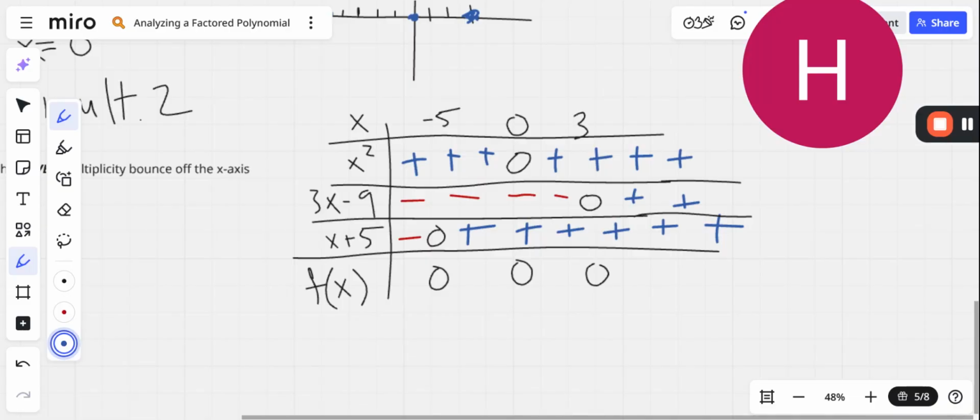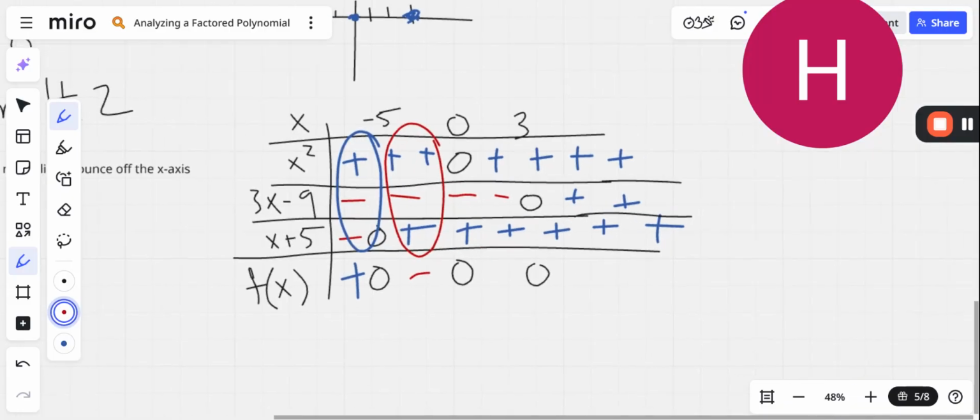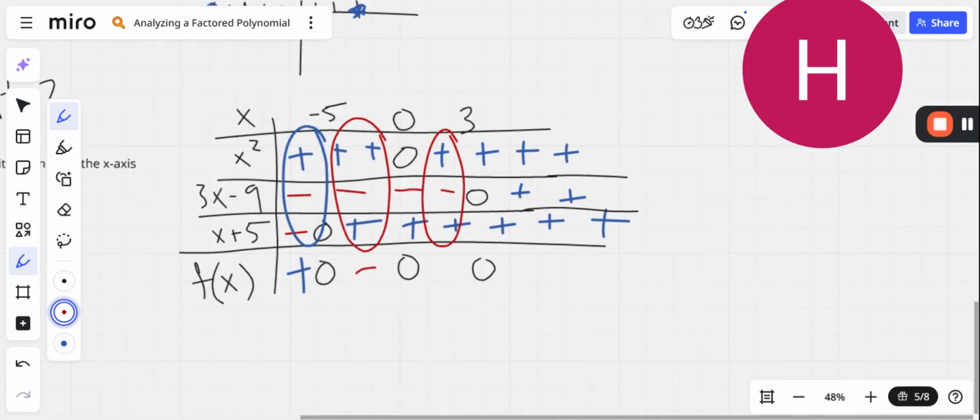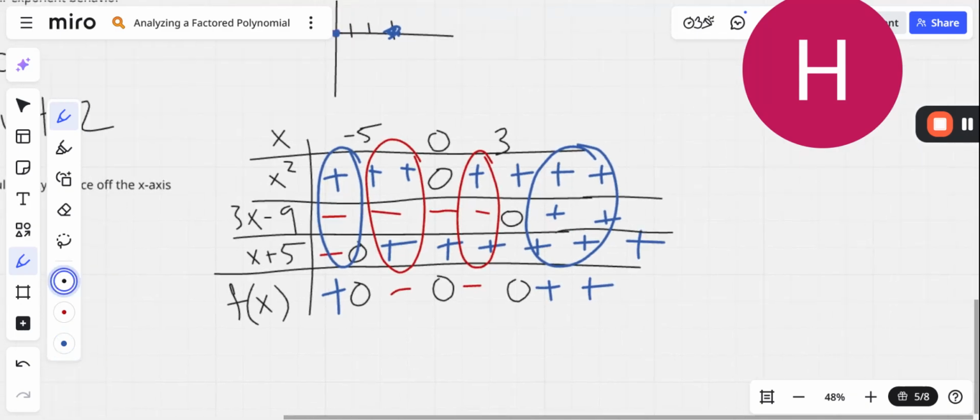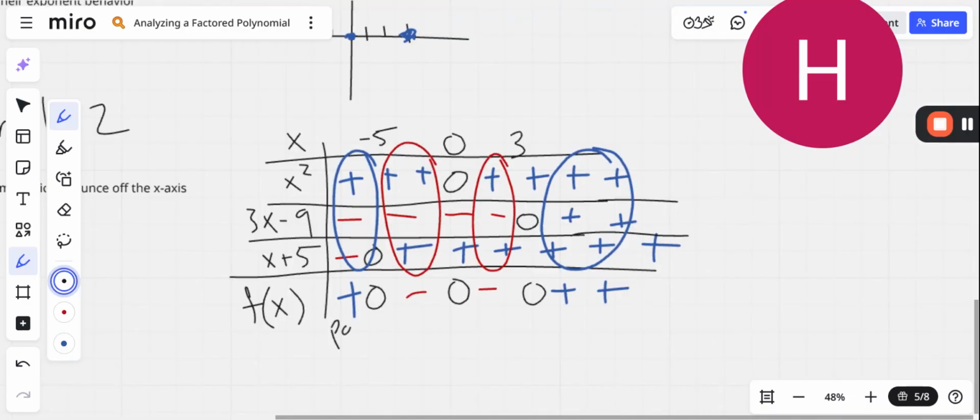Then on the left side of -5, we have a positive times a negative times a negative. That's positive. Then we have the 0. Then we have a positive times a negative times a positive. That's a negative. Then on the other side of the 0, again, we have a positive times a negative times a positive. Still negative product. And then on the right side, we have all positive factors. So of course the product is positive. And this shows us the positive and negative behavior of the function.